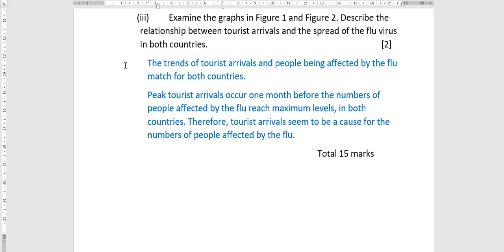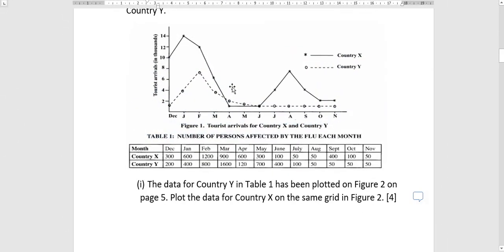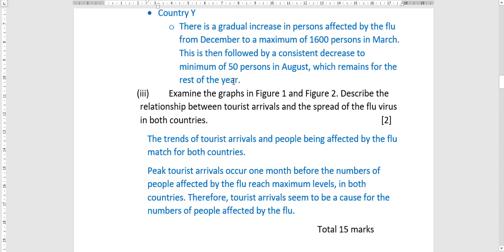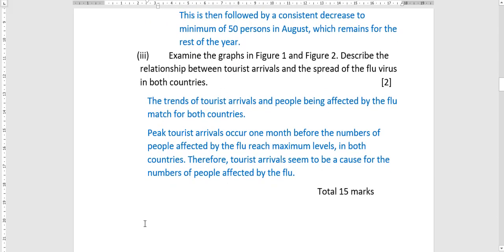Examine the graphs in figure 1 and 2. Describe the relationship between tourist arrivals and the spread of the flu virus in both countries. I put the 2 graphs, the one that was provided by the exam question. Let's go back to that. This graph here. And then I put the graph that we drew next to it so that we could compare the two. And we'll go and look at that now.